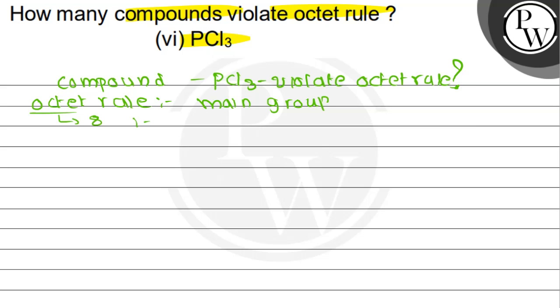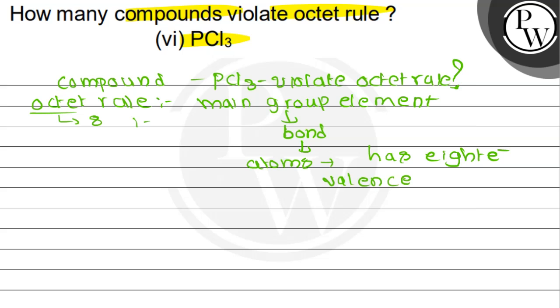The main group elements, or atoms in a compound, tend to bond in such a way that the atoms in that molecule have 8 electrons in their valence shell. If they get 8 electrons in their valence shell, their configuration is the same as that of a noble gas. That means they attain the same electronic configuration as a noble gas.